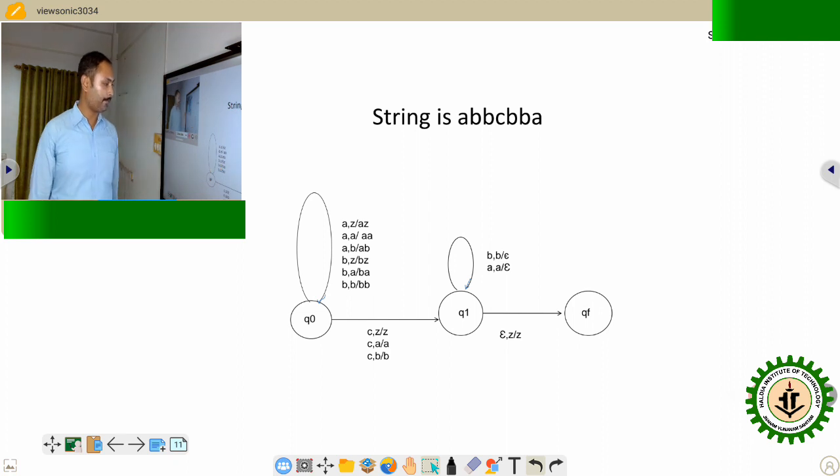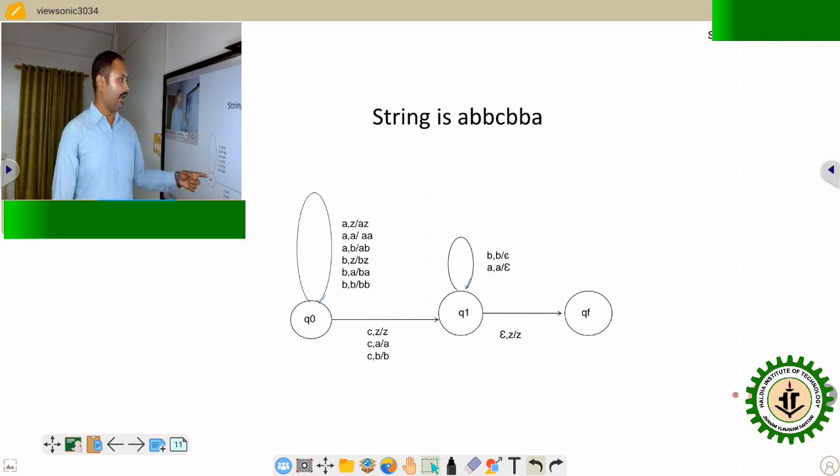Now again another B we have to add. The inputted symbol is B and the previously added symbol is B. So we can easily add B over B.